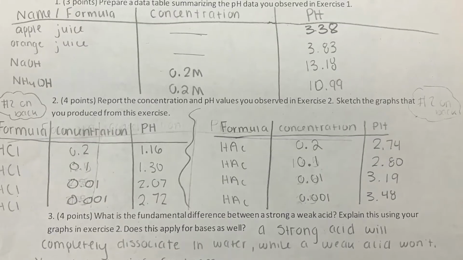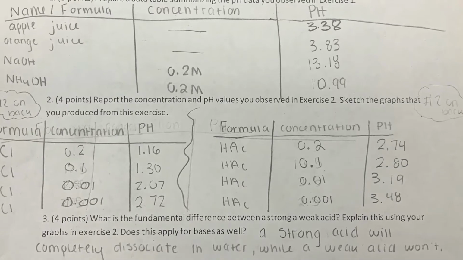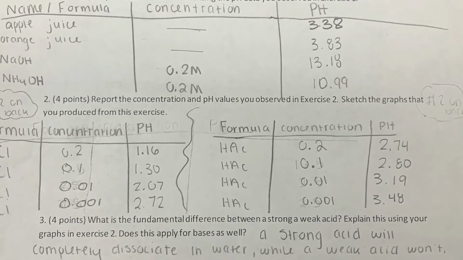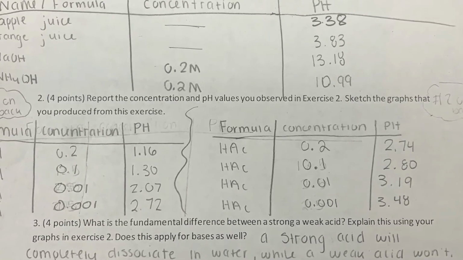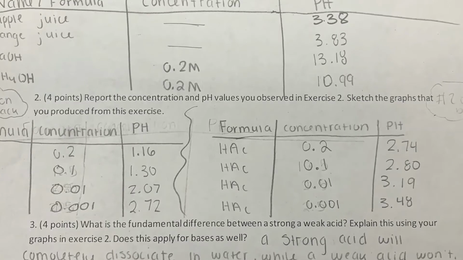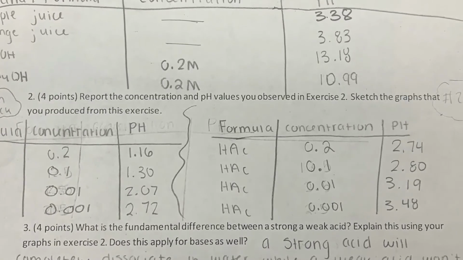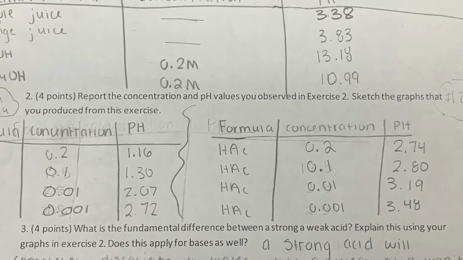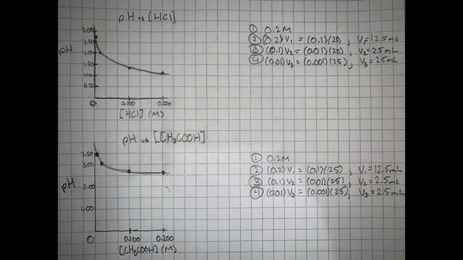A strong acid generally has a pH level between 0 and 3. We found apple juice and orange juice to be weak acids, as their pH level is between 3 and 7. On the other hand, a strong base has a pH level between 12 and 14. We found sodium hydroxide to be a strong base. However, we found ammonium hydroxide to be a weak base, as its pH level is between 7 and 12.